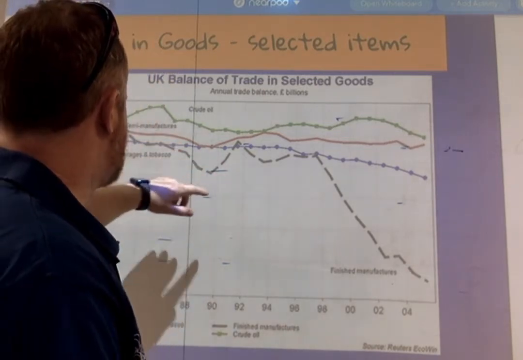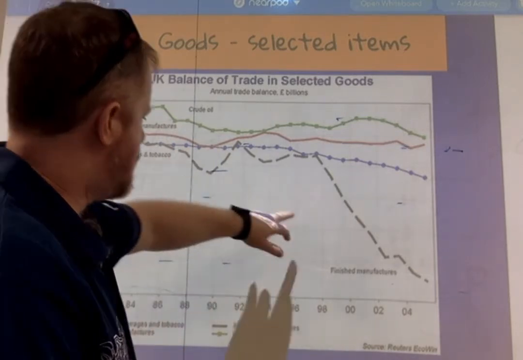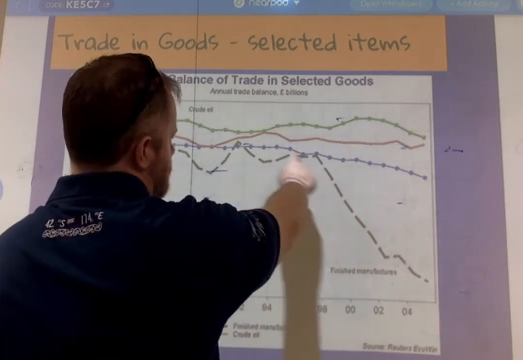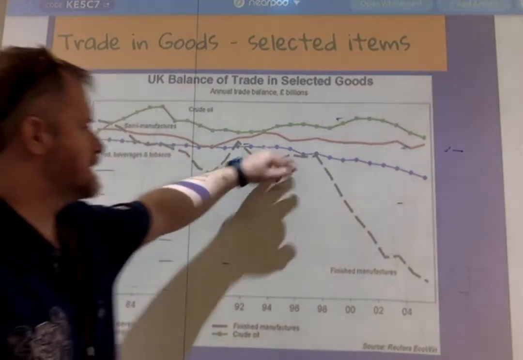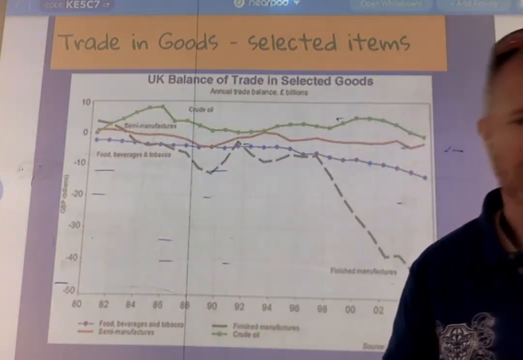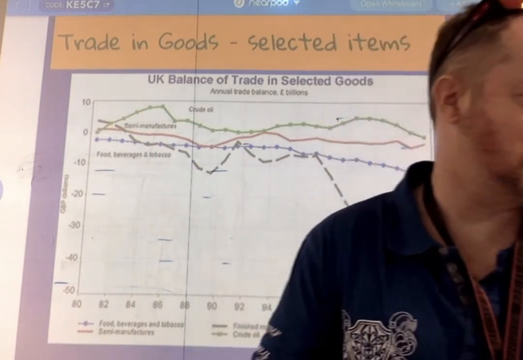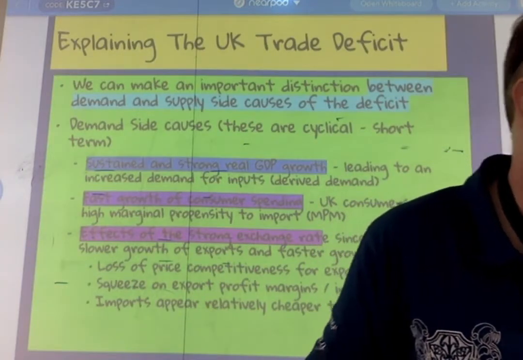We've got semi-manufactured goods, crude oil, food, beverages and tobacco, and this big one here, finished manufactured goods. And that's where we see the deficit really hitting there. Okay? The imbalance in the trade there. So it is that type of good. So you can actually break it down to which goods are having the major impact in the accounts. Which goods, which industries, which regions will be having an effect.